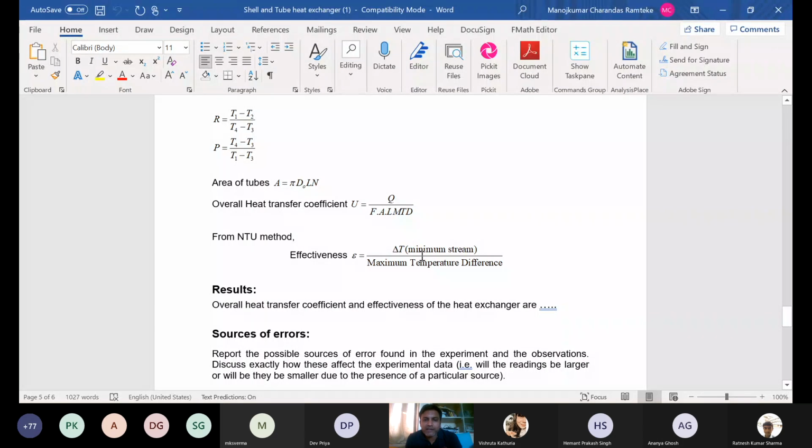Effectiveness is given as delta T of the minimum stream. So when I say minimum stream, what does it mean? This corresponds to C min. Okay, this is corresponding to C min divided by the maximum temperature difference. So that C min will get cancelled out here, and we will have delta T corresponding to the minimum C min stream divided by the maximum temperature difference. That will give you directly the effectiveness.